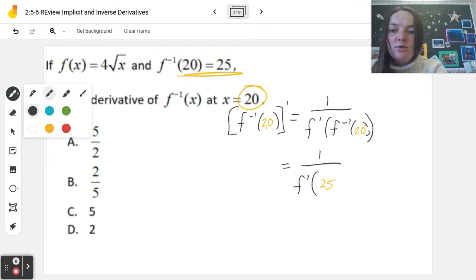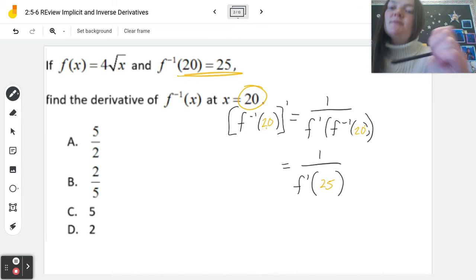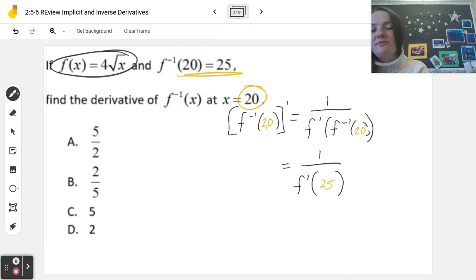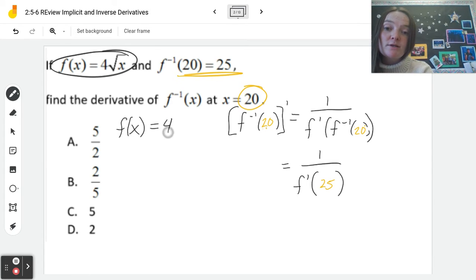So I want to know 1 over f prime of 25. Best way to find f prime at this point is to take the derivative of f. To do that, I'm going to rewrite f such that it's easier to take a derivative. We're going to say f of x is equal to 4 times x to the 1/2. If I find f prime of x, it's going to be 1/2 times 4x to the negative 1/2.